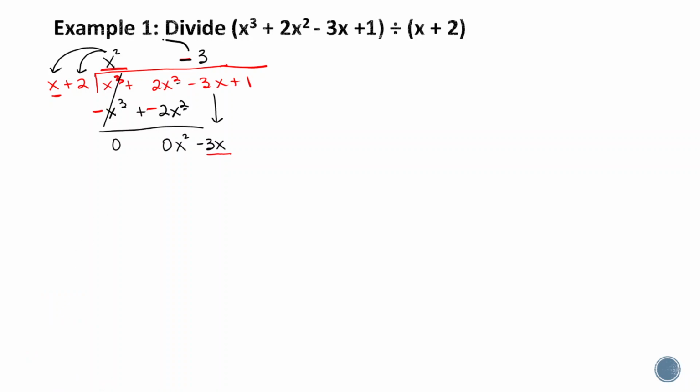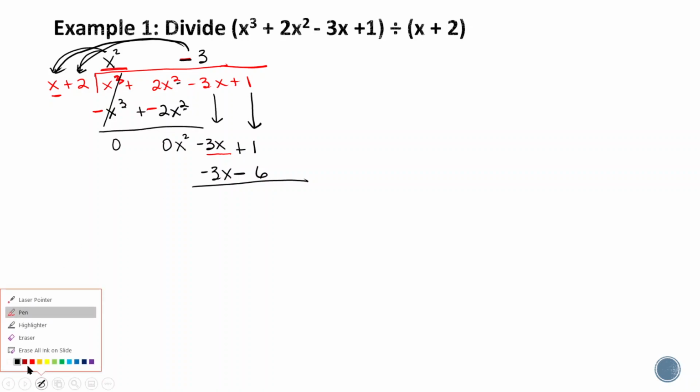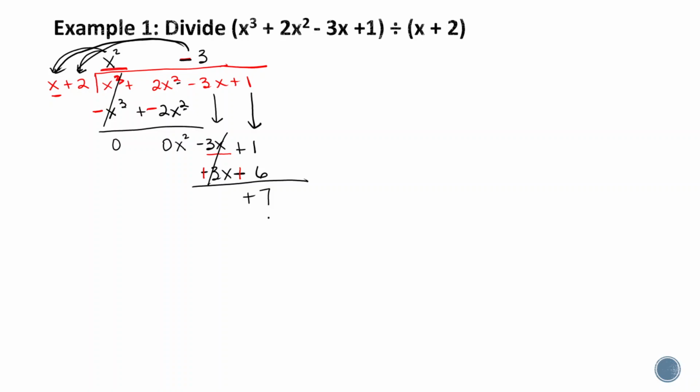And then I'm going to take that 3 and I'm going to multiply it into that divisor. And we will get negative 3x minus 6. So I need to bring this next piece down. And now I need to do my subtraction. So that means I'm going to change the signs. And I end up with 0 plus 7, okay?